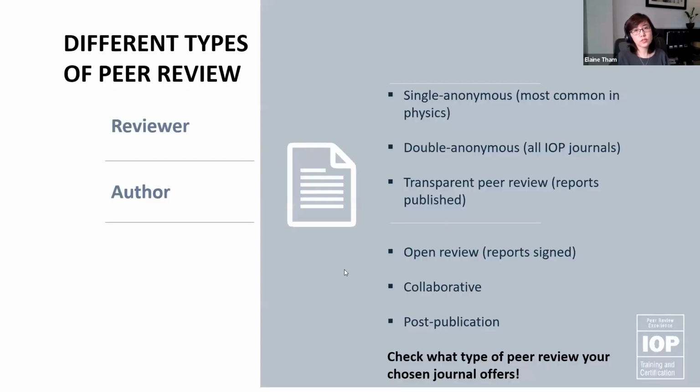Now, there are many different types of peer review. Single anonymous, which is the most common form of peer review in physics. Double anonymous, which all IOP journals have moved to since 2021. Transparent peer review, open peer review, collaborative peer review, and post-publication peer review. And in today's talk, I'm just going to cover the first 3 types of peer review.